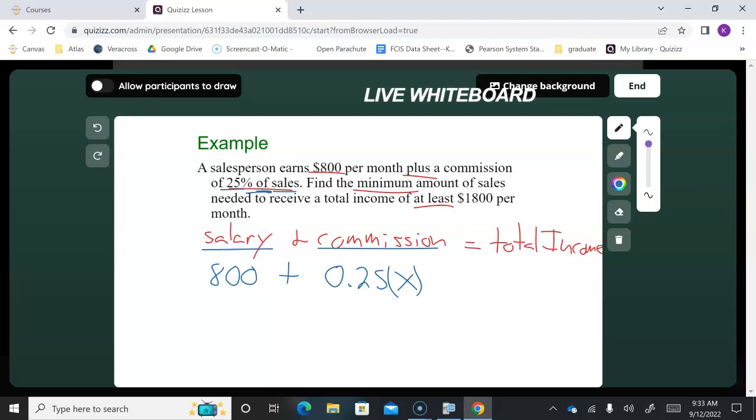Total income. What does the total income need to be? At least $1,800. So how do I write at least? Greater than or equal to 1,800. That's the at least $1,800 per month. So everything on the left needs to be greater than or equal to $1,800 a month in order to meet their quota. All right. So now we just solve.